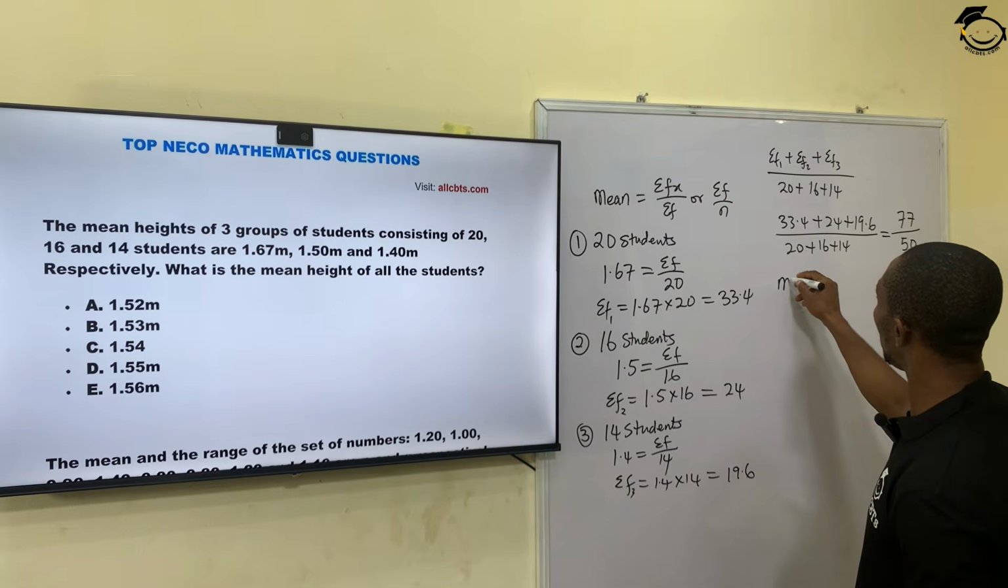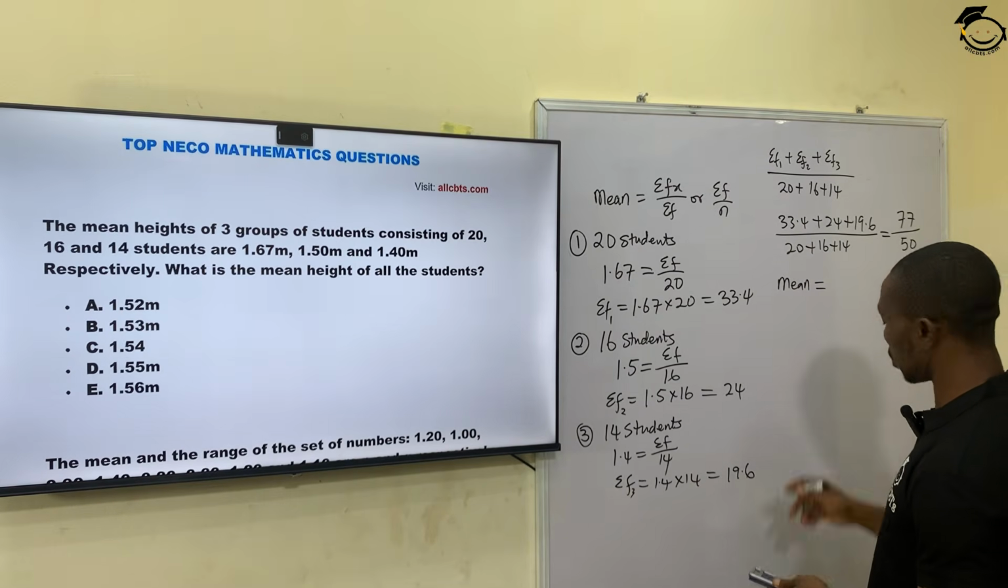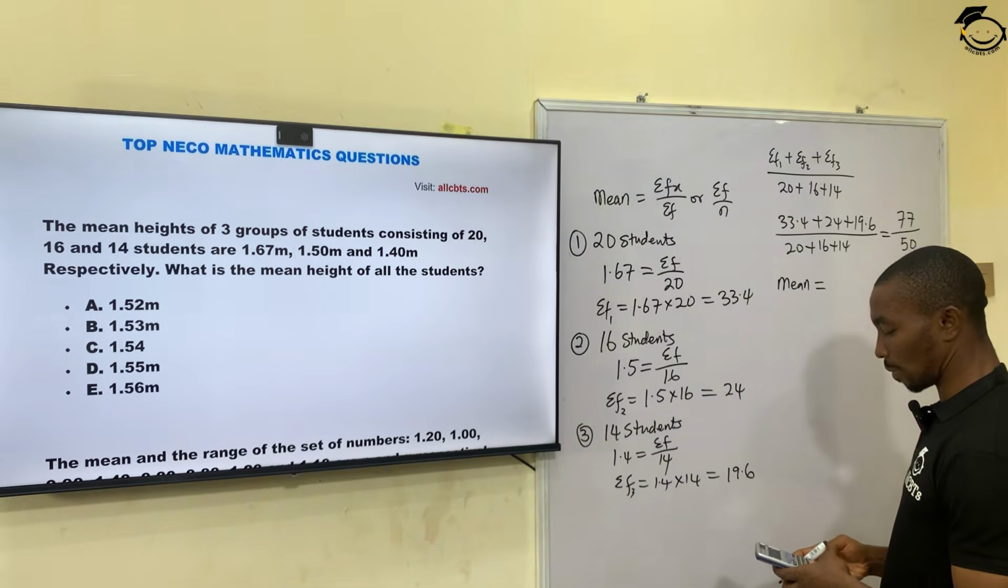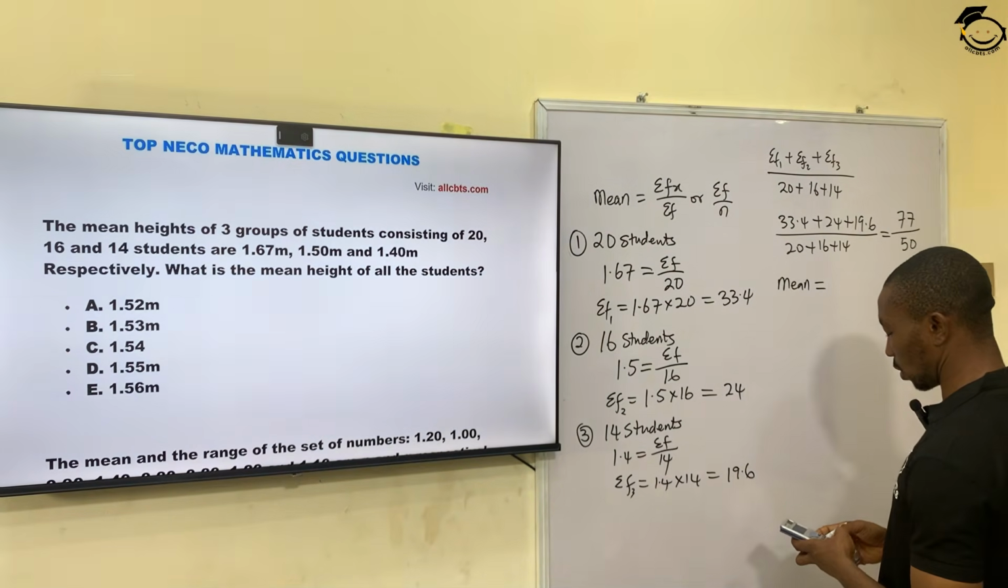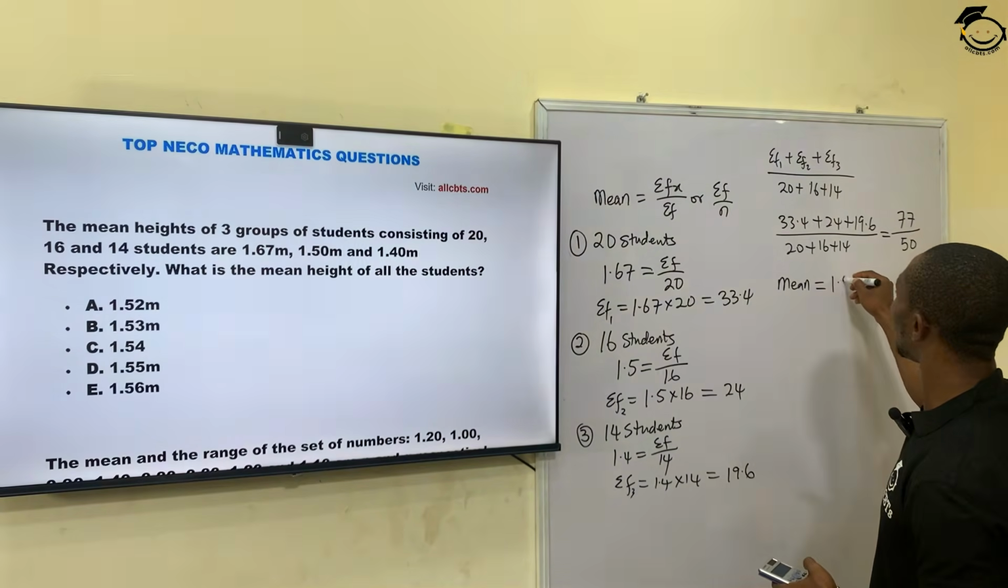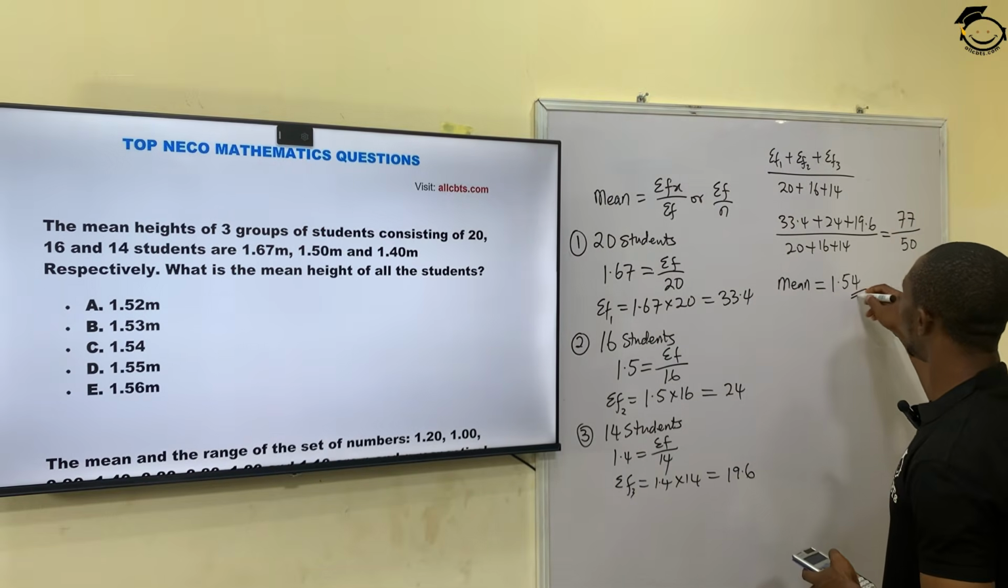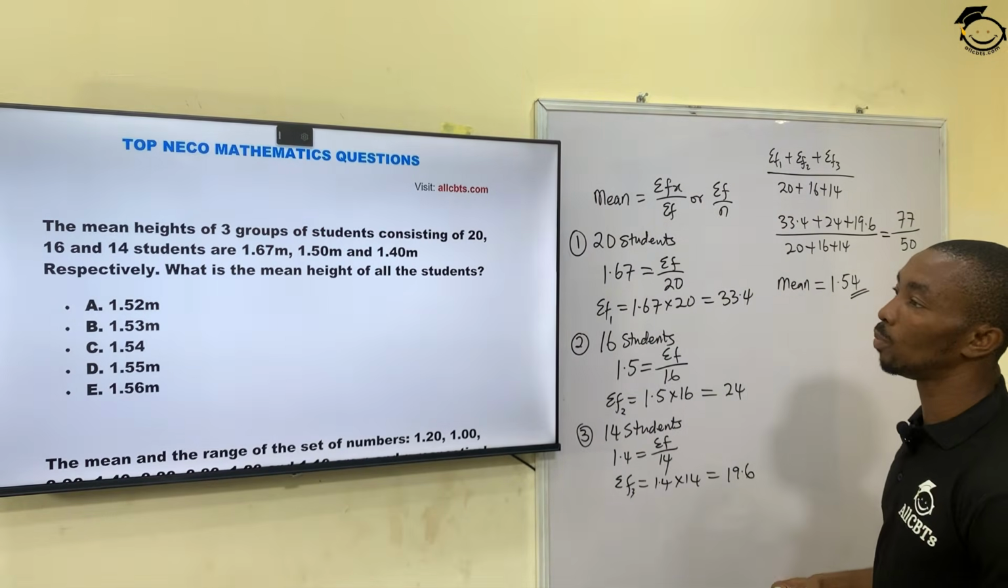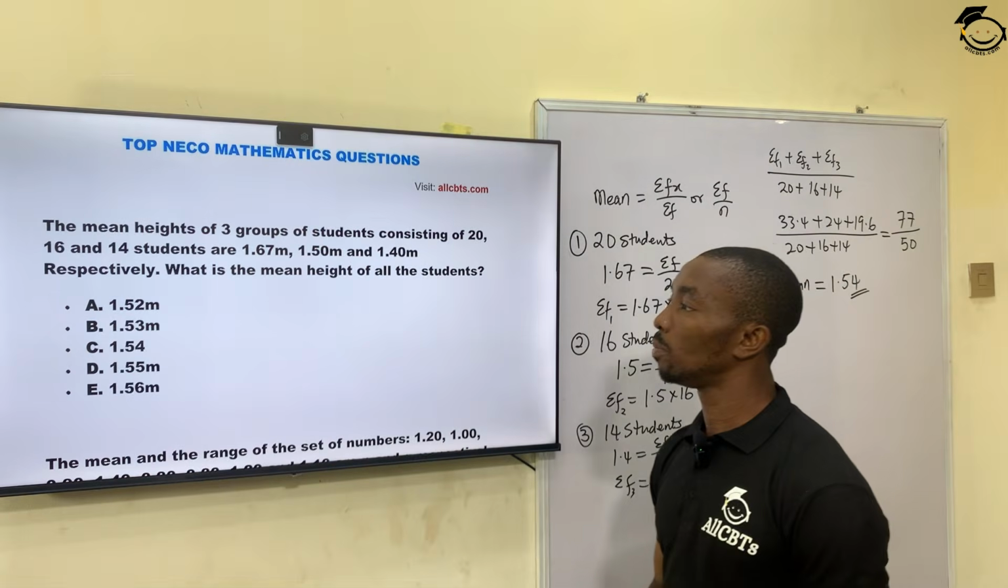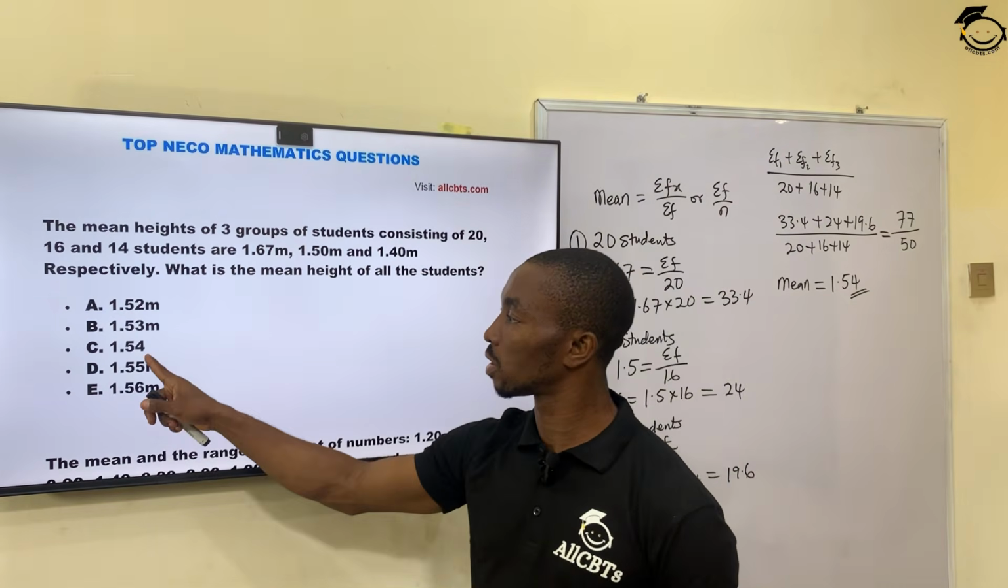So our mean equals 77 divided by 50, which gives us 1.54. So the mean of the entire students will be 1.54 meters, which is option C.